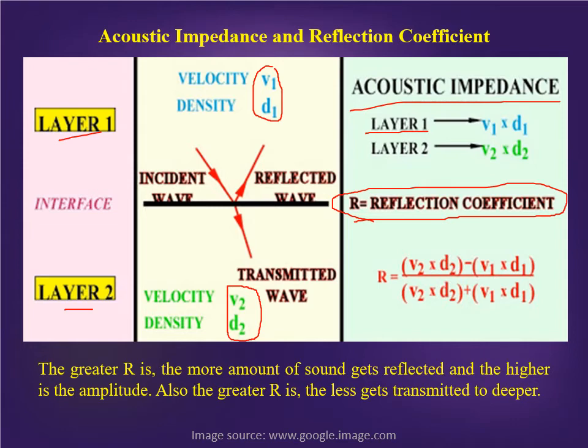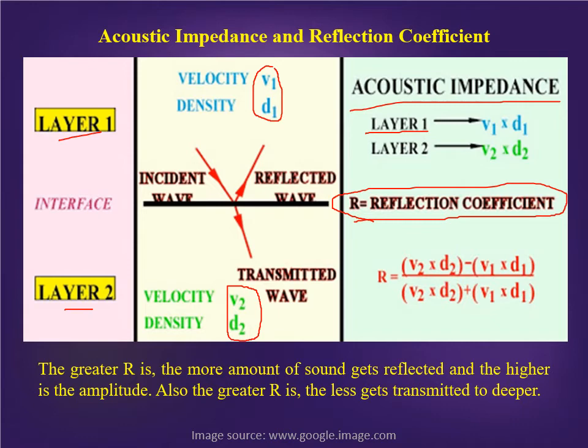Now, at the same time, when the reflection value is very high, that means a major portion of the incoming wave is reflected back. So only a very minute fraction of the incoming wave is transmitted or refracted towards the deeper part. Due to that, the energy transmission to the deeper part is already very low, so the resolution of the deeper subsurface layers is poor.